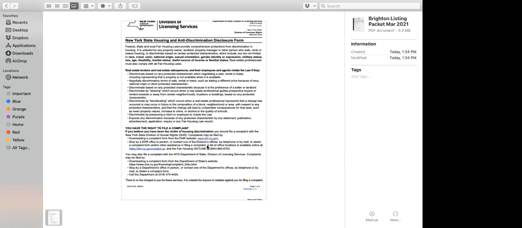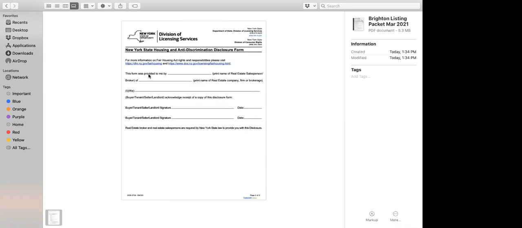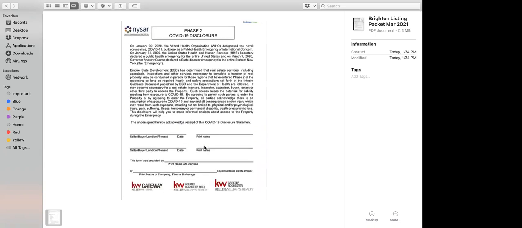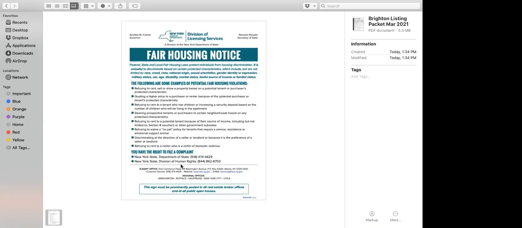Okay. Your anti-discrimination disclosure. So you'll have the seller read this. The form provided me by the licensee of the broker's name, we, seller's name, and they sign and date. Very straightforward. COVID-19 disclosure. They'll read this. They will sign, print your name, company name. Fair housing notice. This doesn't need to be signed or anything, but this is good to have on display at the property and just have the seller read it over.